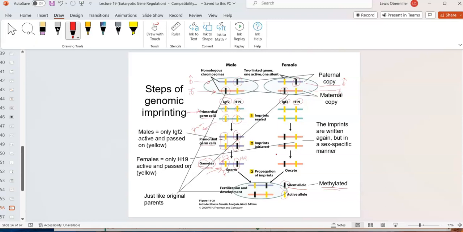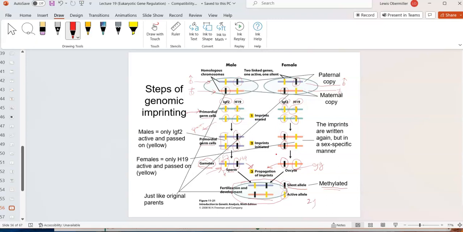Same thing happens with mom. So this is rewritten, right? The methylation is reversed. Then it's remethylated so that only IGF2 is methylated. And so when the egg is produced, only IGF2 is turned off. H19 is turned on. This sperm fertilizes this egg. This is the parent. This is the child that receives those.